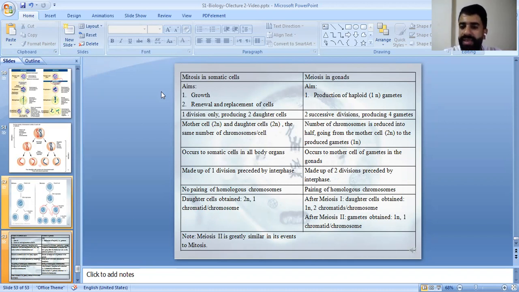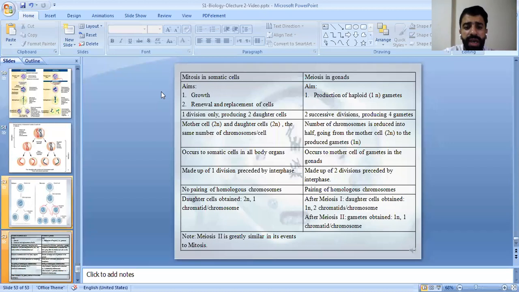Mitosis occurs in somatic cells in all the body organs: skin cells, muscle cells, heart cells, liver cells, pancreas cells, while meiosis occurs only in the mother cells of gametes in the gonads. Okay, only for the gametes, sperm and ovum. Mitosis is made up of one division preceded by interphase, whereas meiosis is made up of two divisions preceded by interphase. In mitosis we have no pairing of homologous chromosomes, so there is no formation of tetrads, while in meiosis we have pairing of homologous chromosomes and formation of tetrads.